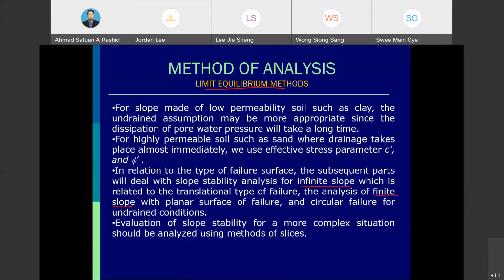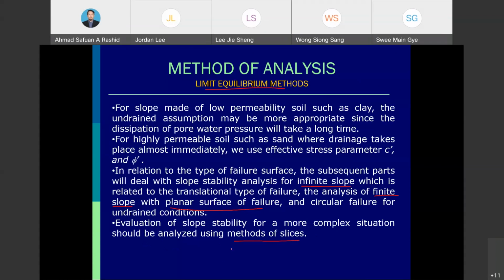The first one is the planar surface of failure, which is a linear type of analysis. Circular failure is for undrained condition, based on the total stress approach. Evaluation of the stability for more complex situations should be analyzed using the method of slices, which is another approach more related to the effective stress approach.